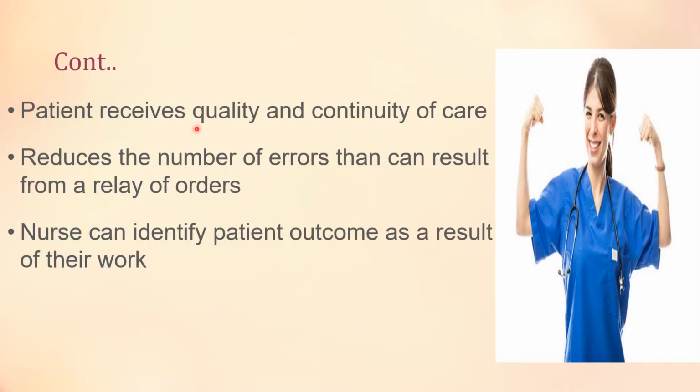Patient receives quality and continuity of care from one registered nurse. It reduces the number of errors that can result from a relay of orders, because the primary nurse planned the care and the associate nurses implement the care based on the plan by the primary nurse. They are not allowed to change the plan. Nurses can identify patient outcome as a result of their work.